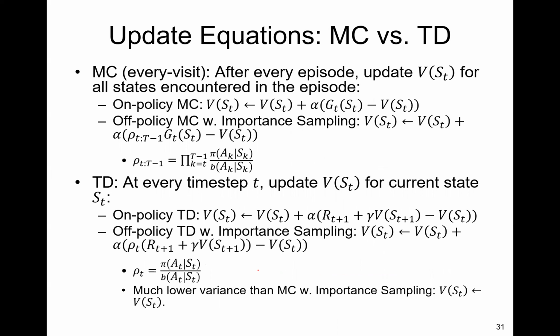So the difference between the MC every-visit update, which if it's on policy, you have the incremental update equation, whereas if it's off policy Monte Carlo update with importance sampling, you have the additional weighting term for the given episode. And for TD, you have the on-policy TD, where you perform the one-step look ahead to the TD target and then perform the update.